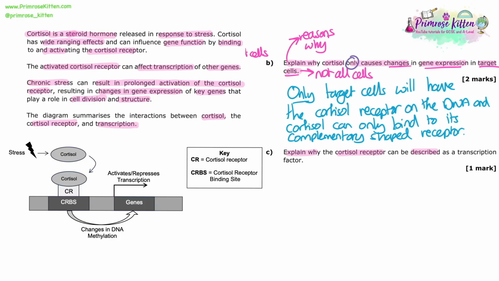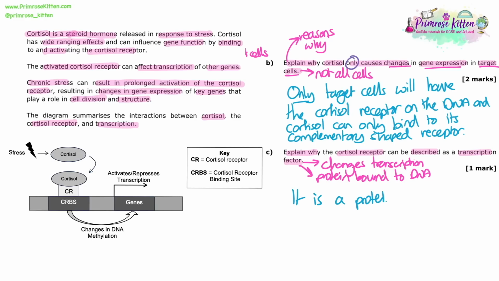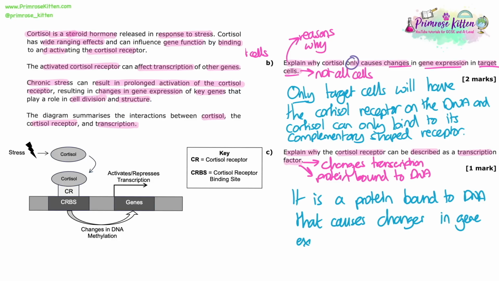Explain why the cortisol receptor can be described as a transcription factor. Okay, so this is basically what's the definition of a transcription factor. So it's something that changes transcription or affects transcription, and it is nearly always a protein, and it's something that can bind to the DNA. So it's a protein that binds to DNA that changes transcription of genes. Or changes expression of genes by controlling or regulating transcription. That's enough to get the marks here. It's only a mark, so we've got to give all of that information. So it is a protein bound to DNA, or that binds to DNA, that causes changes in gene expression. Or you can say that regulates gene expression.